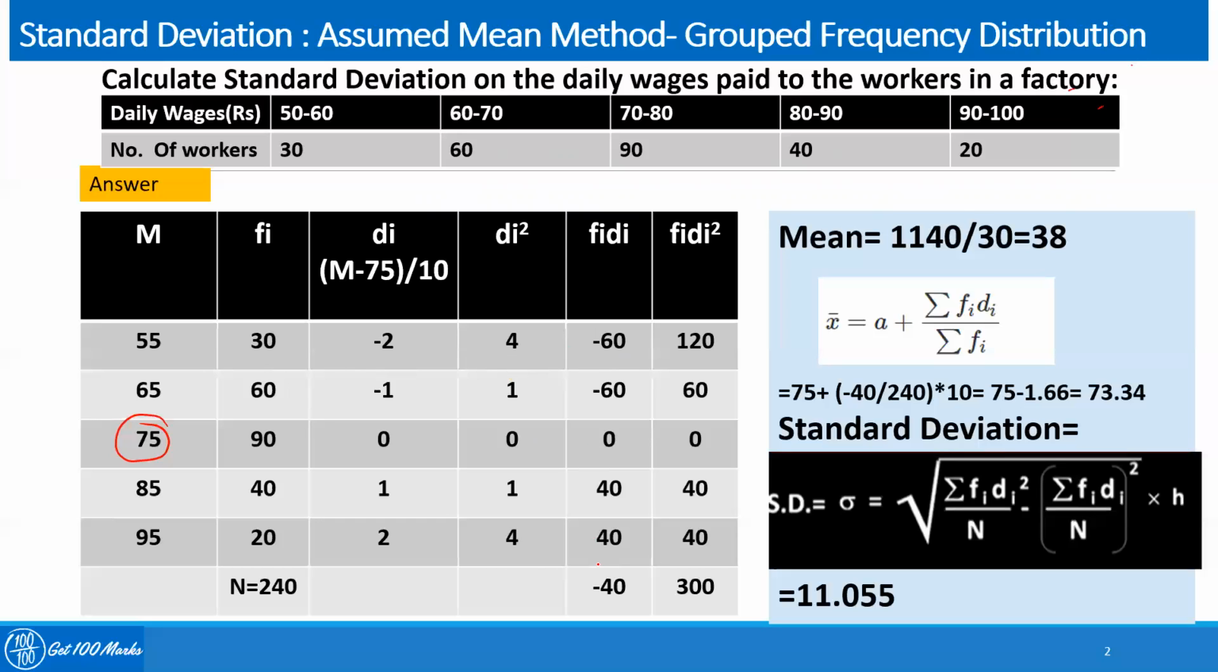I have calculated and found the summation of fi di, which is equal to negative 40. Now we will make another column, which is Fi into Di square. So 30 into 4 is 120, 60 into 1 is 60, like that I have calculated, and again I have found the value of summation Fi Di square, which is coming as 300.